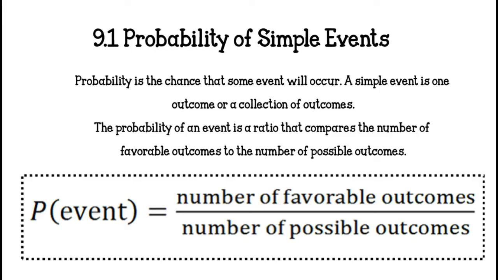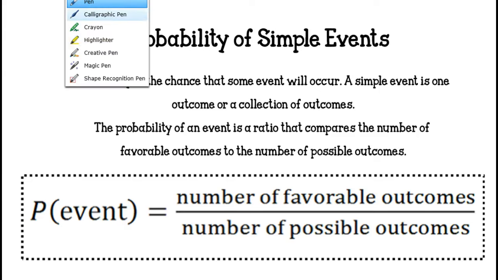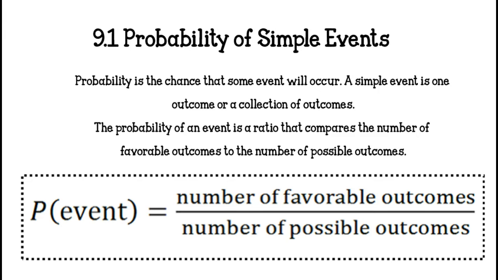Lesson 9.1, we're talking about probability of simple events. Probability is the chance that some event will occur. A simple event is one outcome or a collection of outcomes. The probability of an event is a ratio that compares the number of favorable outcomes to the number of possible outcomes. So the way we write this is P, which stands for probability of an event, equals the number of favorable over the number of possible.